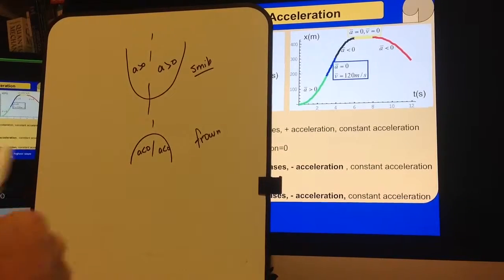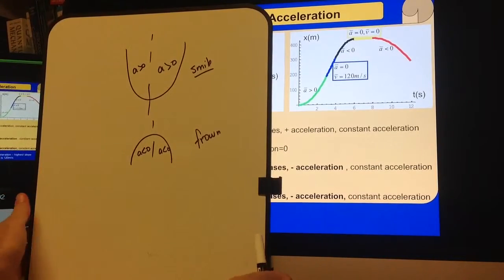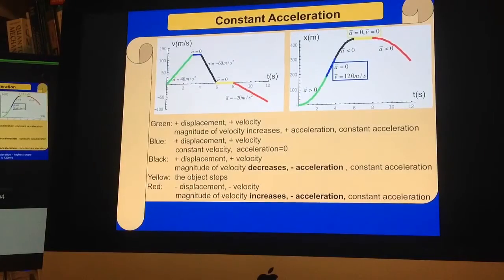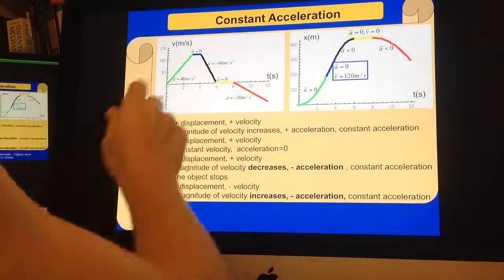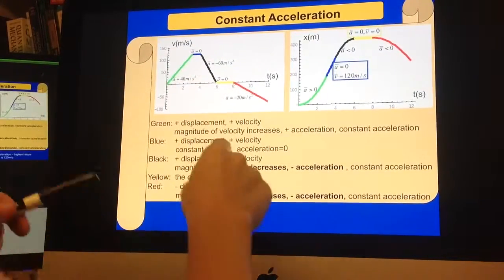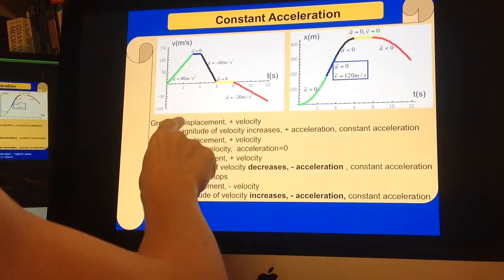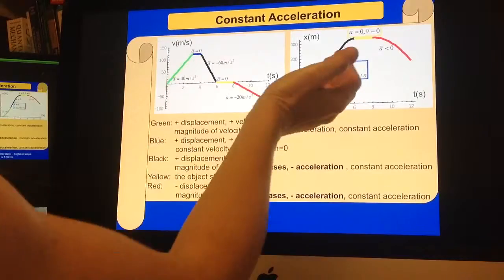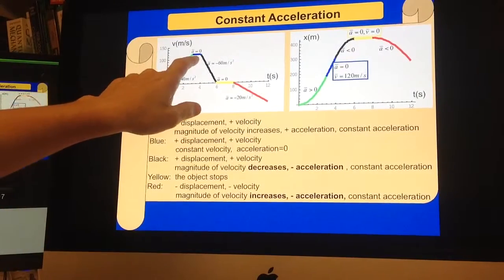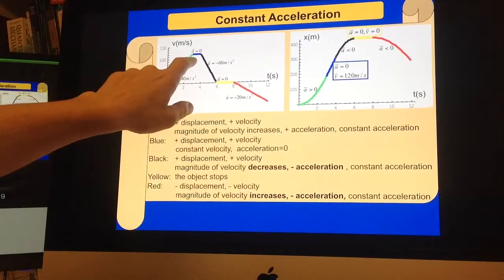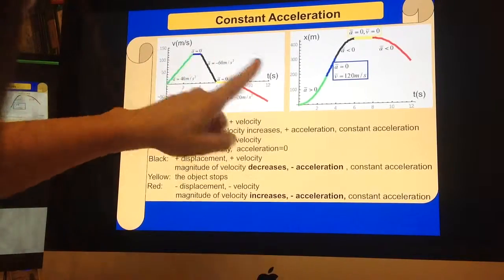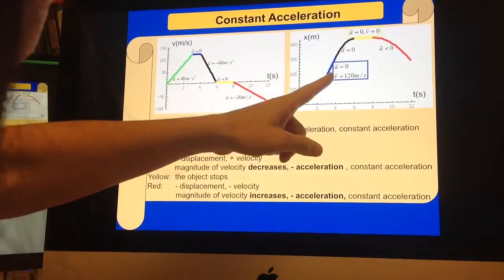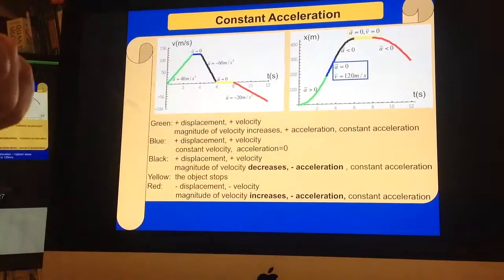Okay, so in the green part, the magnitude is increasing and the velocity is plus and the displacement is plus, so the acceleration was also plus. Keep this in mind. Here, where the velocity became constant, there is no acceleration. Constant velocity means straight line. And that's what we have here in blue.